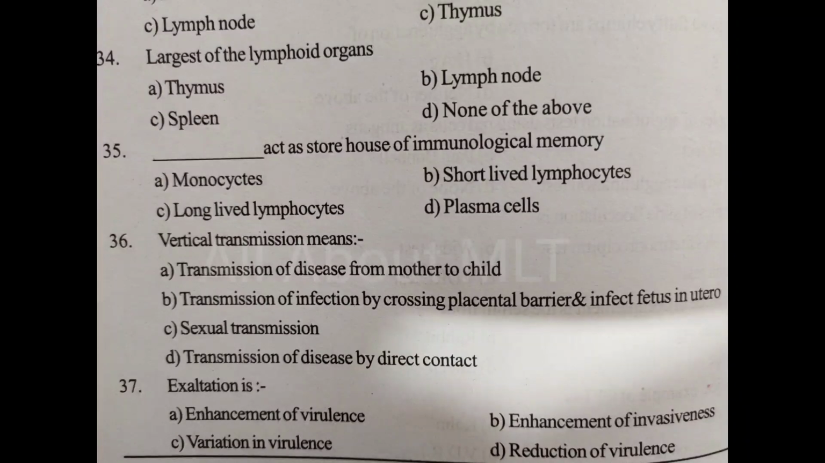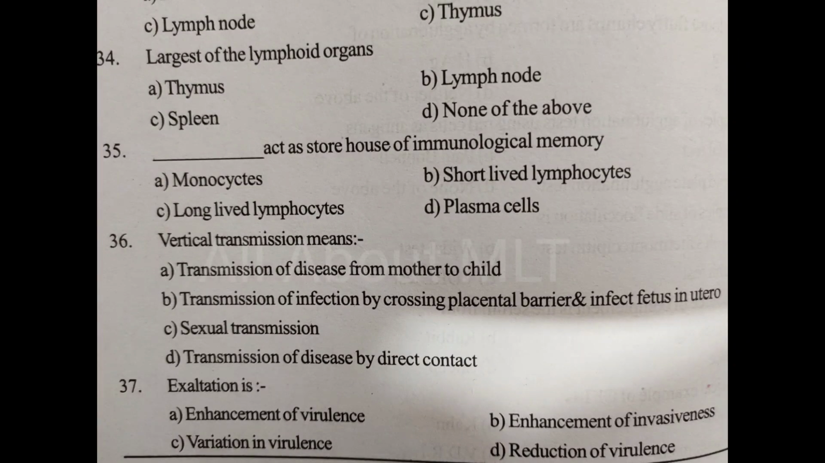Dash act as storehouse of immunological memory. Option A, monocytes. Option B, short-lived lymphocytes. Option C, long-lived lymphocytes. Option D, plasma cells. Answer is option C, long-lived lymphocytes.